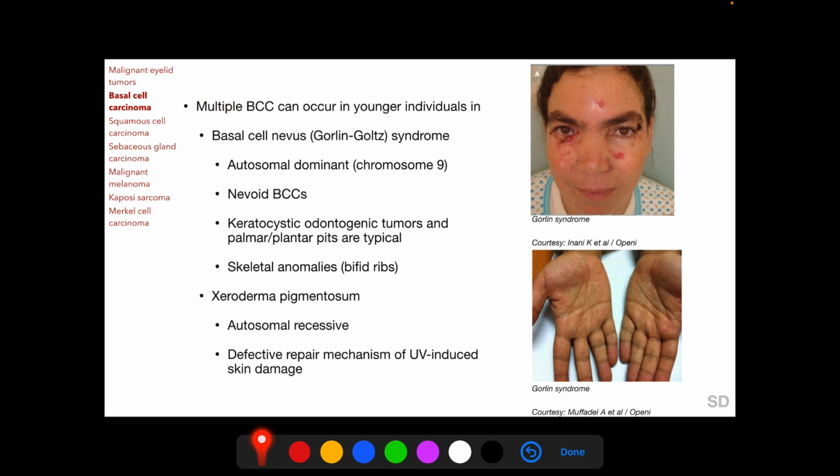Multiple BCC lesions can occur in younger individuals in two situations: basal cell nevus syndrome and xeroderma pigmentosum. Basal cell nevus syndrome is inherited in an autosomal dominant manner, and patients with Gorlin-Goltz syndrome have multiple nevoid BCCs occurring early in life, as seen here in this picture.